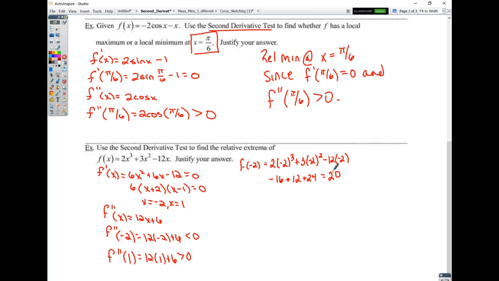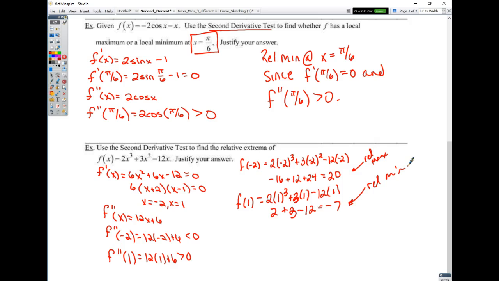So is that a relative max or relative min? This is from negative 2. At negative 2, we said the concavity was down. Actually, I'm going to hold off on making my final statement, but just know that this one right here is your relative max. I also need to find f of 1, which is a whole lot easier than the last question we just did, which is 2 plus 3 minus 12. I can't math. That is negative 7.